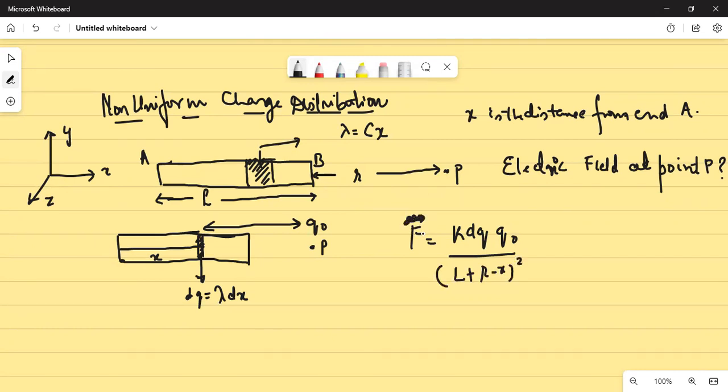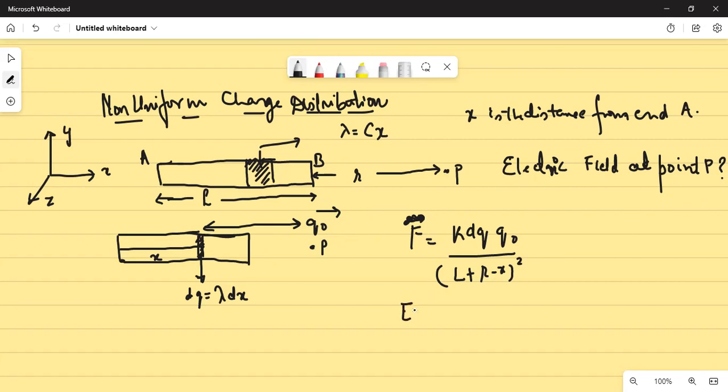And I'll not write it in vector form. I'll just write the force. If this is a positive point charge and this is a positive distribution, then the total force will be in the x cap direction. So I'll write the vector later, but the magnitude will be K dq Q naught upon (L plus R minus x) whole square. Till now, anybody has any problem?